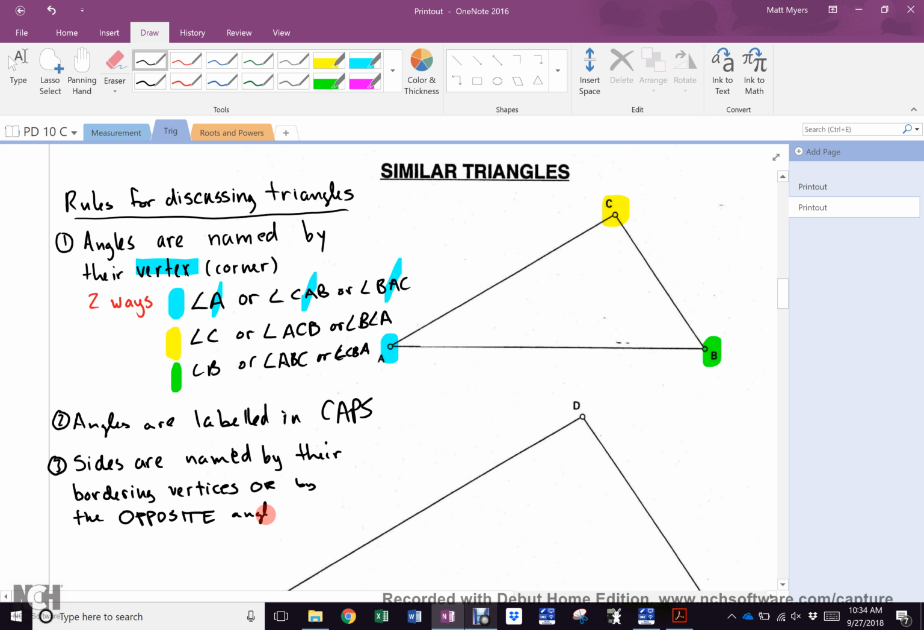So what are the three names I could give the blue side? CB or BC, which I don't like. What do I like? Lil A.